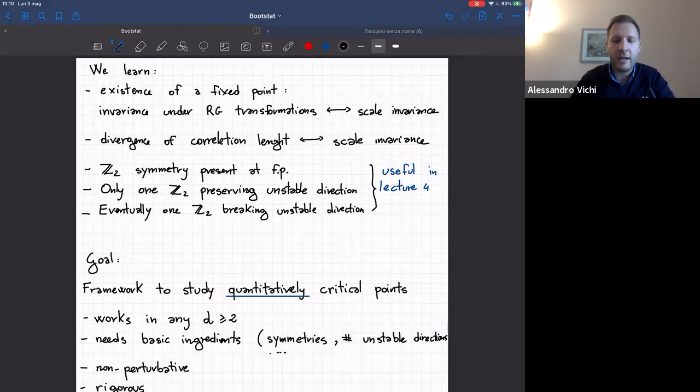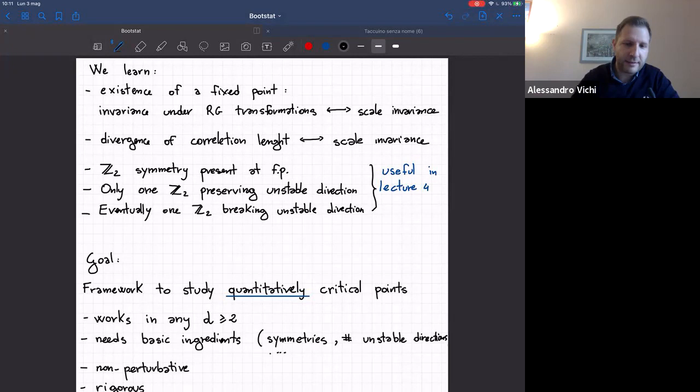And then by looking at the RG flow, you discover, even in this very simple setup that I described, that there is only one unstable direction, which can drag you out of the fixed point. So there is one parameter that you need to adjust in order to go to the fixed point. That's the only one, it's the temperature basically, and it is Z2 preserving.